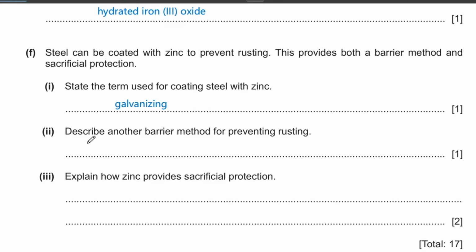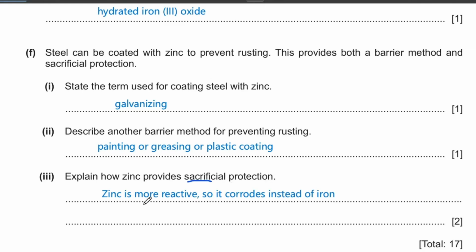Next question. Describe another barrier method for preventing rusting. So another barrier method for preventing rusting is painting, or you can write greasing or plastic coating. Any of these is correct because they can be used to prevent rusting. Explain how zinc provides sacrificial protection. Zinc sacrifices itself for iron.